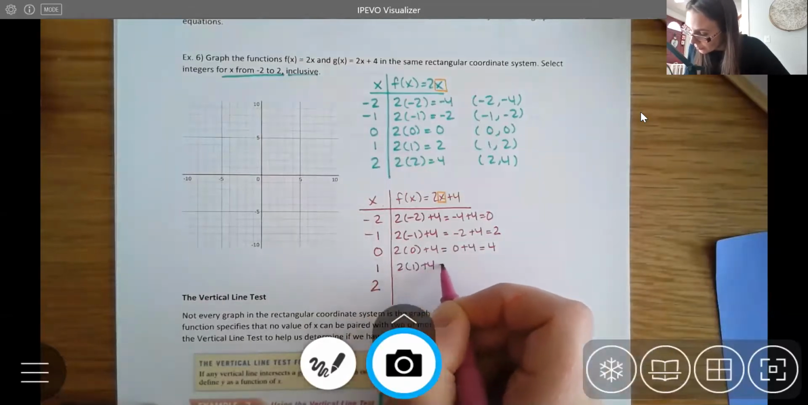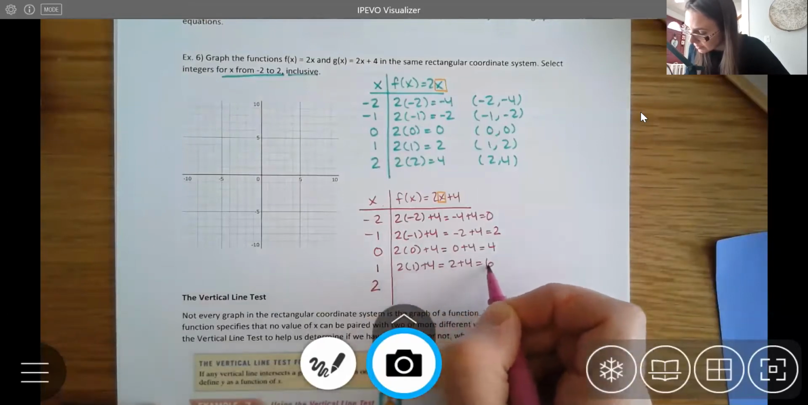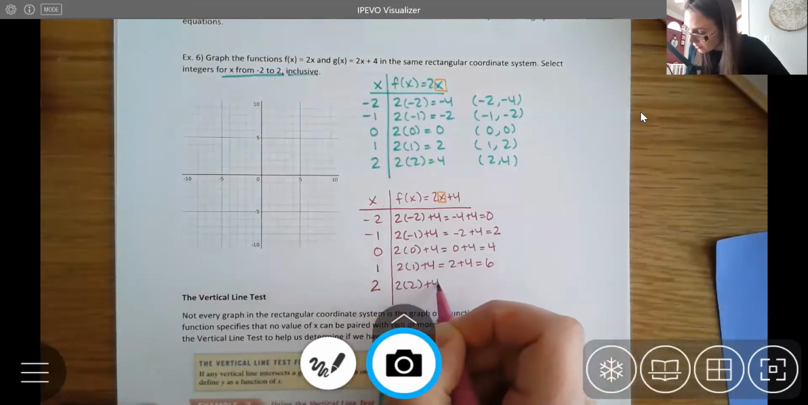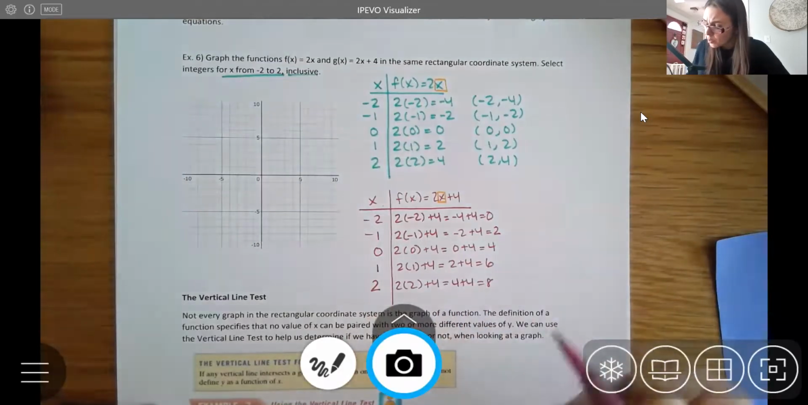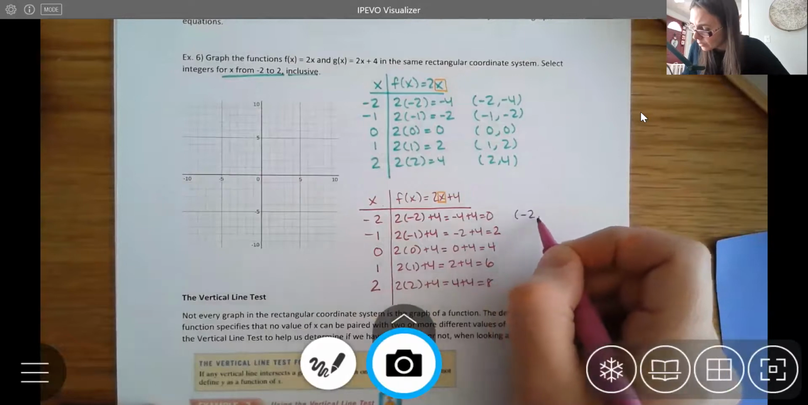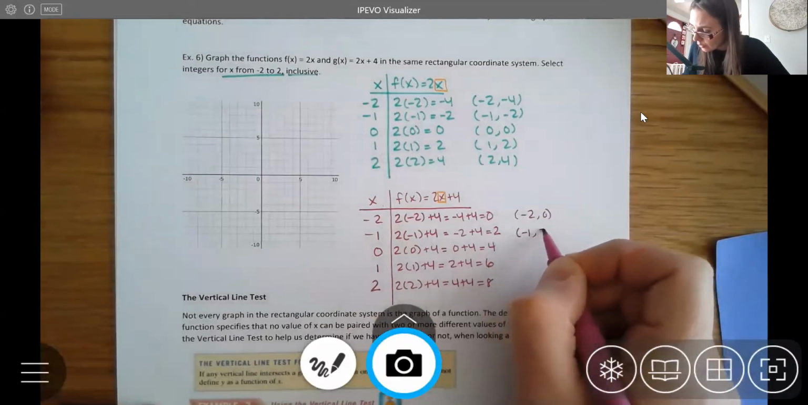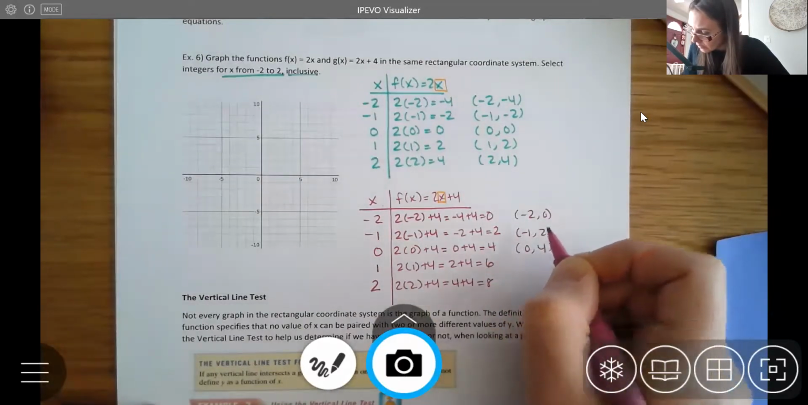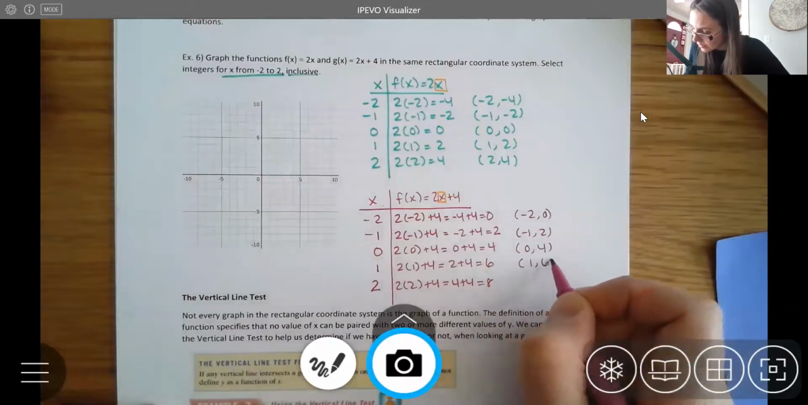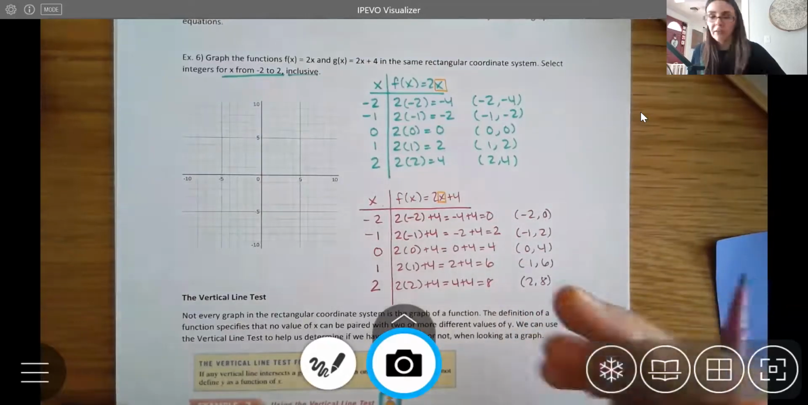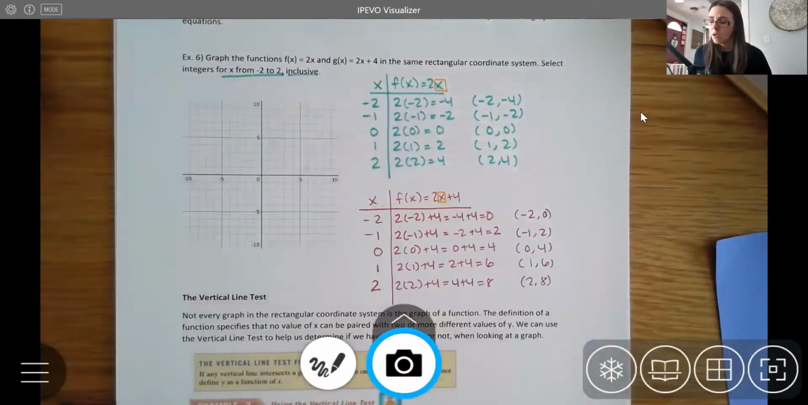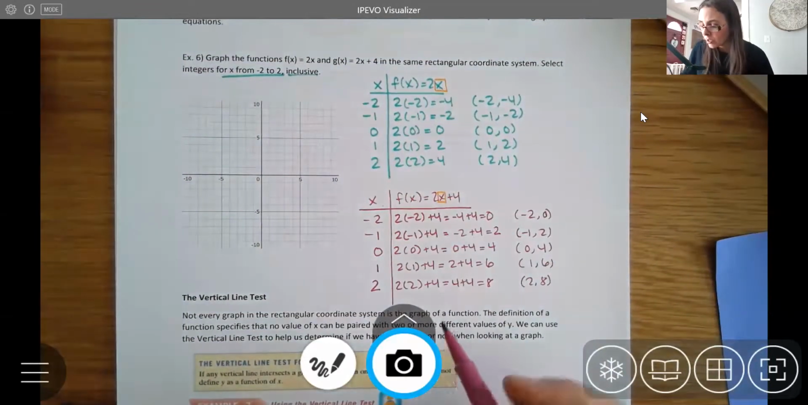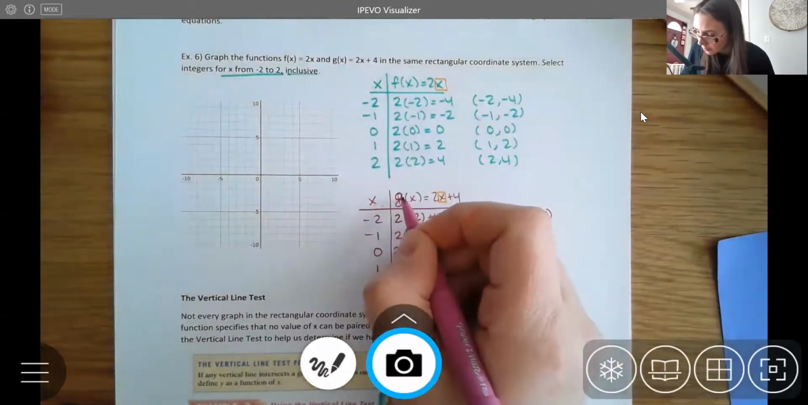2 times 1 plus 4. So I have 2 plus 4 is 6. And 2 times 2 plus 4, which is 4 plus 4, which is 8. So my points here are going to be -2, 0; -1, 2; 0, 4; 1, 6; and 2, 8. So you can see very little change here. I'm using that function notation, but I'm still doing the same process. If you want to, you could even switch the function notation back to y. Actually, this one should be g, so I'll fix that to be like that one there.